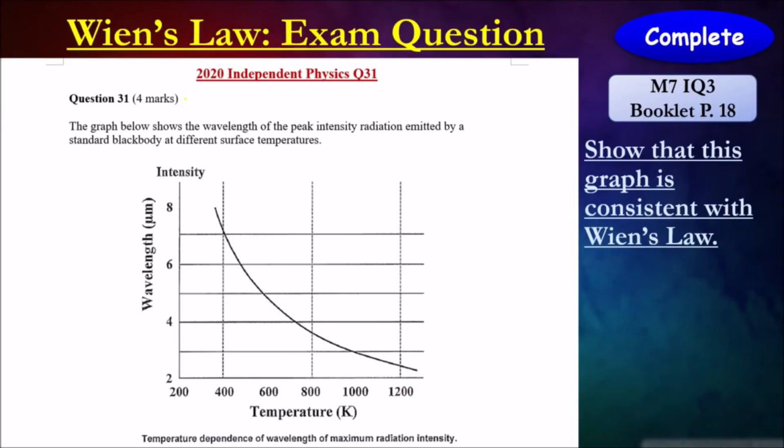Okay. We have a past paper question. There is a link towards the appropriate question to do on this channel. But let me just show you what we have here. We want to try and prove that this particular graph is consistent with Wien's law about the temperature and wavelength.